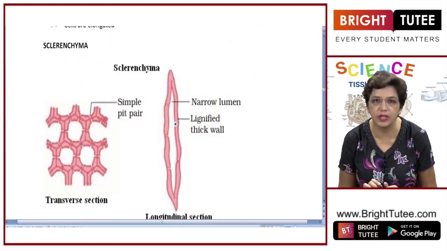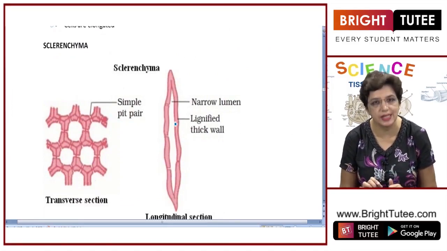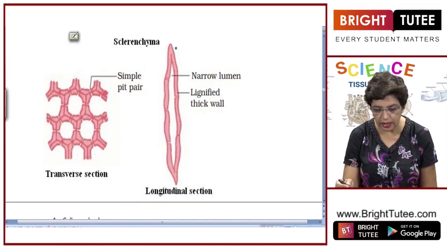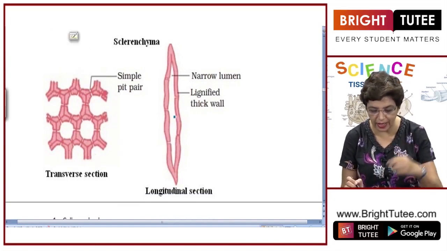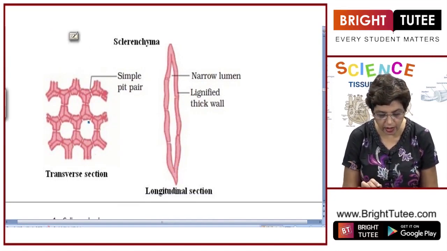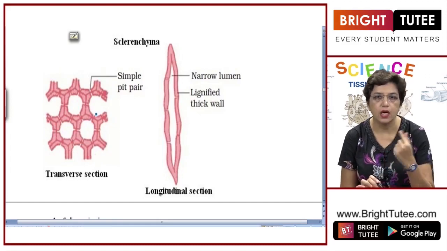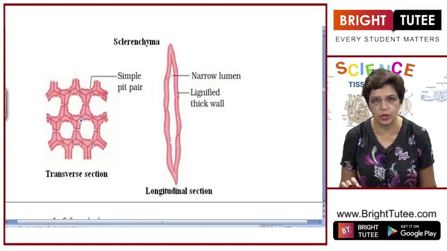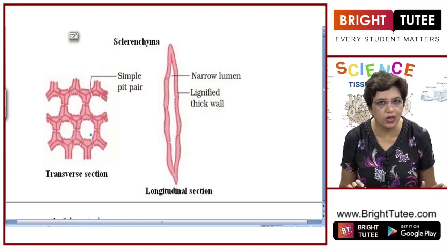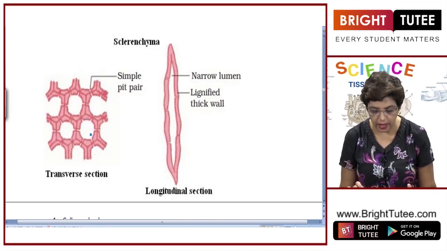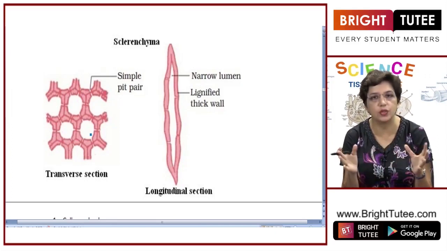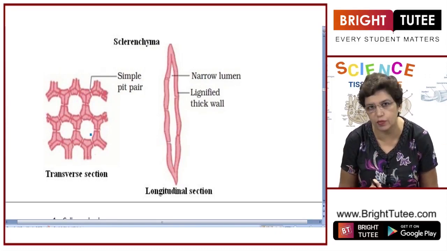The third type of simple permanent tissue is sclerenchyma. In sclerenchyma, as you can see in this diagram, the cells are long but with tapering ends, not cylindrical. The cell wall is highly thickened because of the deposition of lignin. There is absolutely no intercellular space. You cannot see any nucleus also, so these cells are dead. The lumen, that is the central part of the cell, is quite narrow because of the thick cell wall.